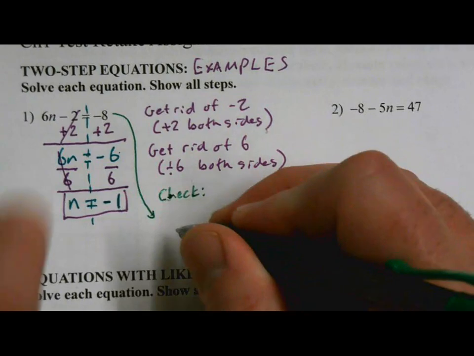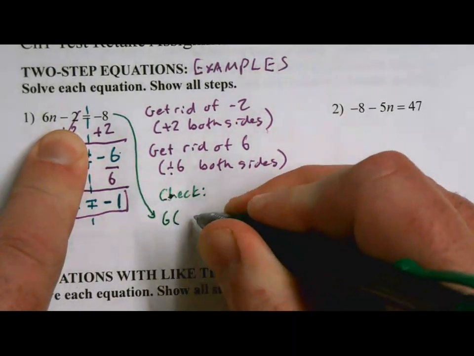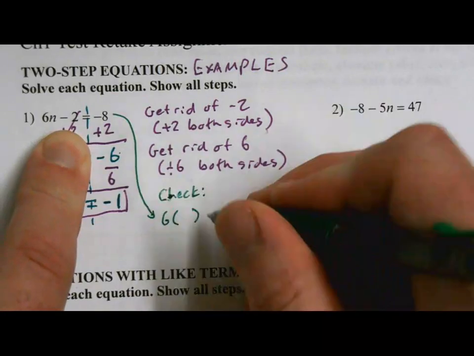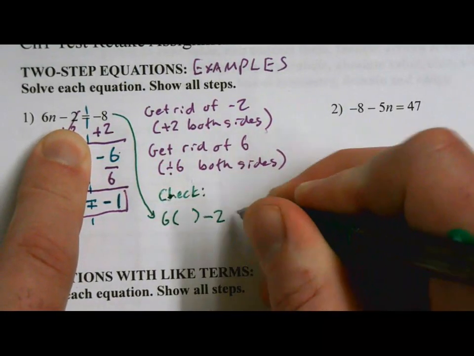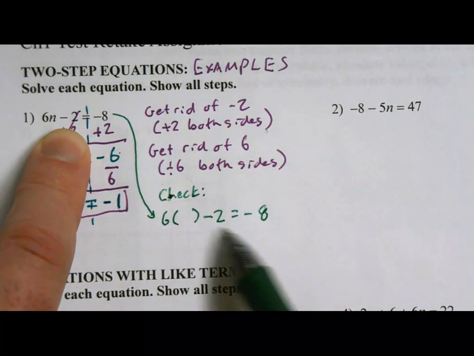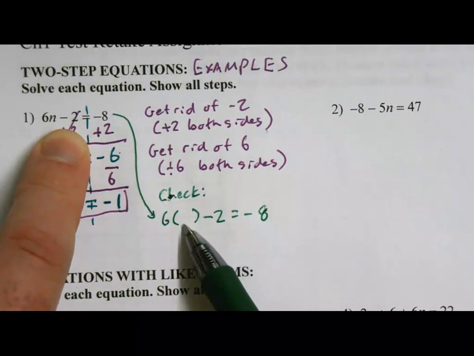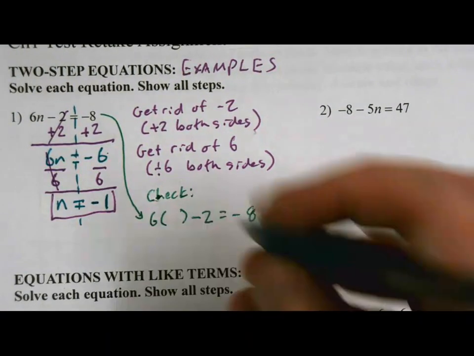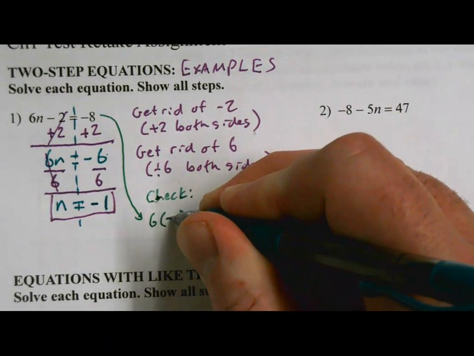So let me write this down. It says 6n. In place of the n, I put a blank parenthesis. Let me finish up my equation: 6n minus 2 equals negative 8. I'm just double checking to make sure I've got the exact same equation, just without the n's in it. And I do. In place of that n, I'm going to put the value that I think n is. I think n is negative 1.